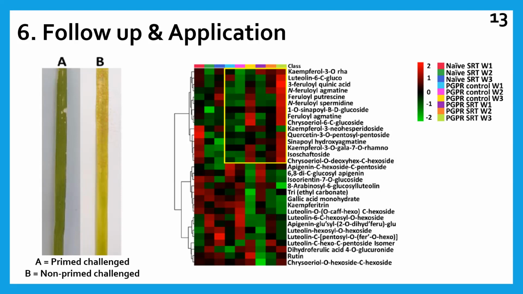And this was a great indication of the defense mechanisms that were induced in the plant itself due to PGPR treatment, because this was then compared with the non-primed plants. Then I have a small picture on your left here. So A was the primed challenged plants, and B was the non-primed challenged plants. So this was a great observation, if we can put it that way.